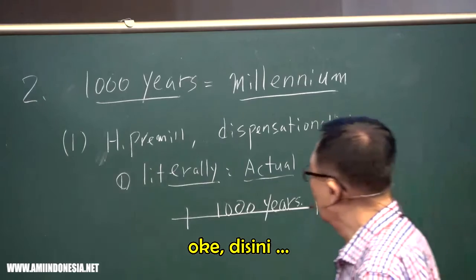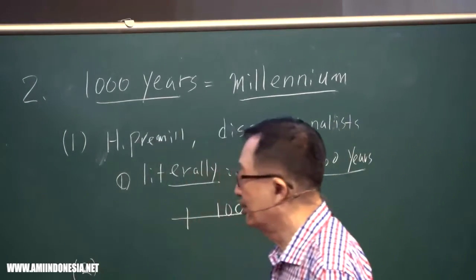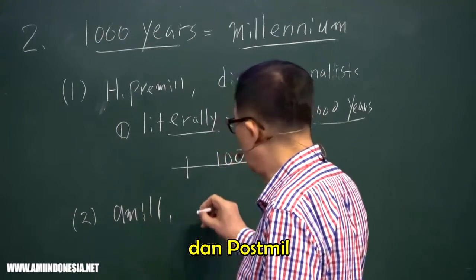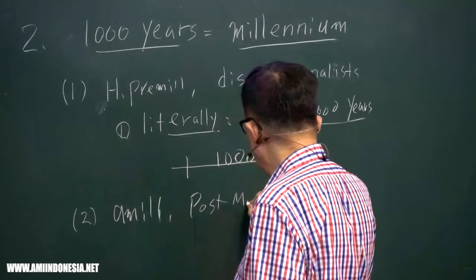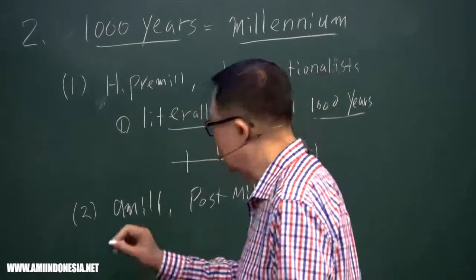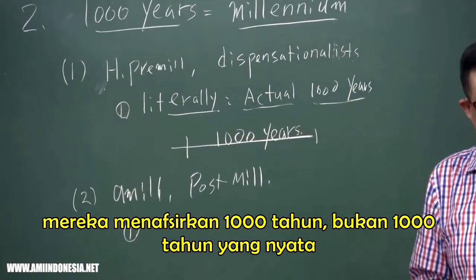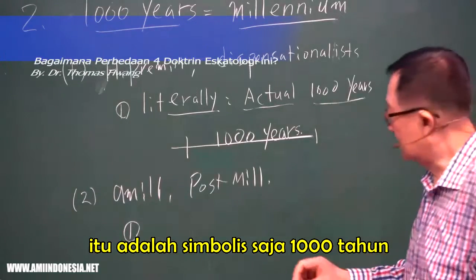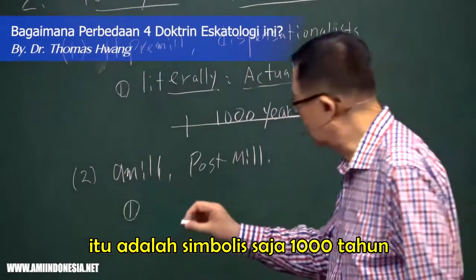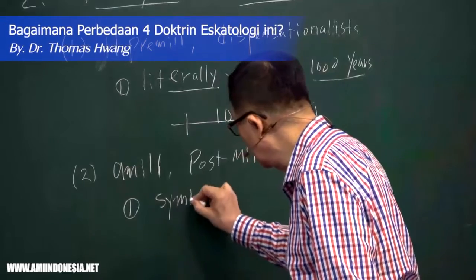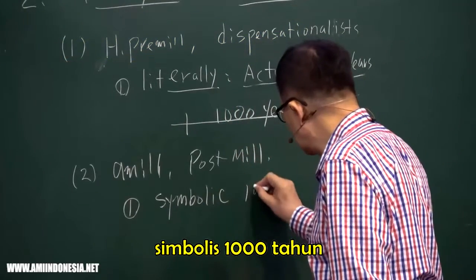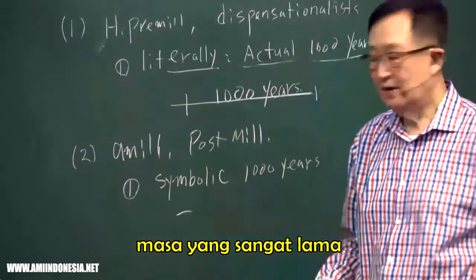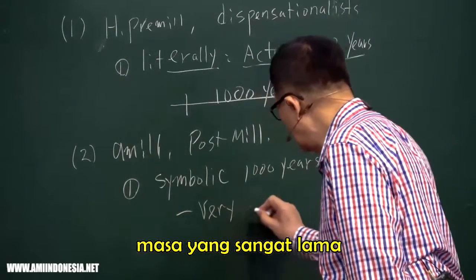Okay. Now here, amillennialists and postmillennialists interpret the millennium, the 1,000 years, as not an actual 1,000 years. It's symbolic. It's a symbolic 1,000 years, which means a very long period.